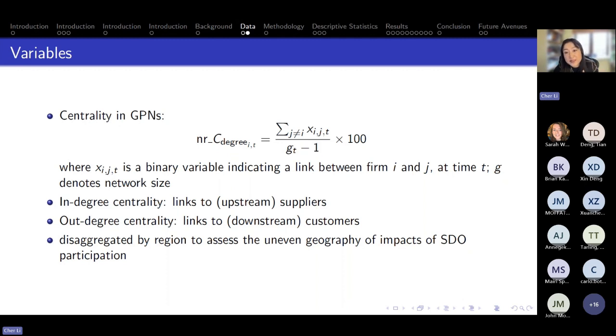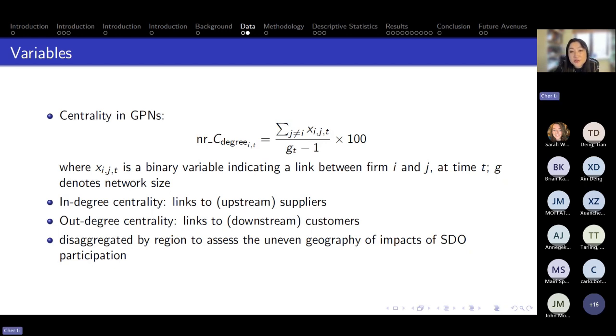We want to look at this by breaking it down into both the more upstream suppliers network as well as the downstream customers network. So we have the in-degree centrality that measures the more upstream, from a supplier point of view, so you go further upwards towards suppliers, and then you have the out-degree centrality that measures the further downstream customers network.